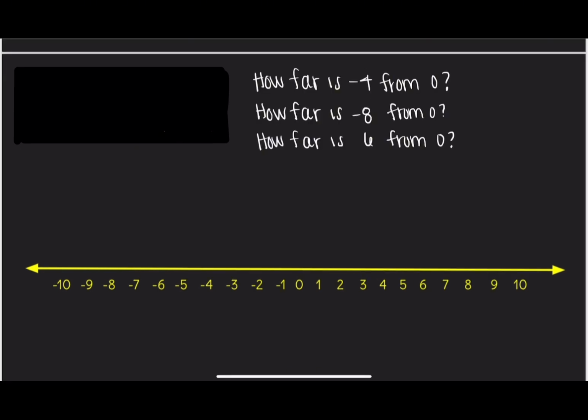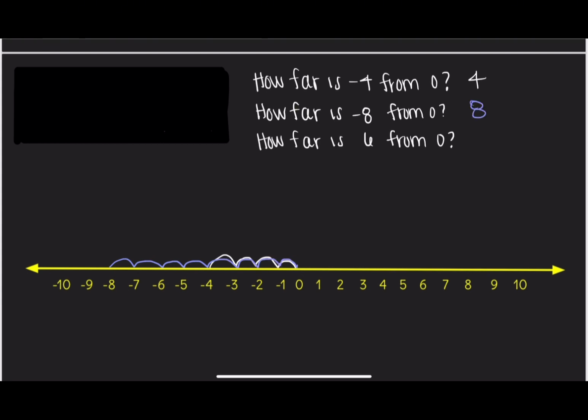I have 3 important questions here. The first question is, how far is negative 4 from 0? Well, how many spaces away is it from negative 4 to 0? 1, 2, 3, 4. Okay, this is 4 spaces. My next question is, how far is negative 8 from 0? Okay, 1, 2, 3, 4, 5, 6, 7, 8.